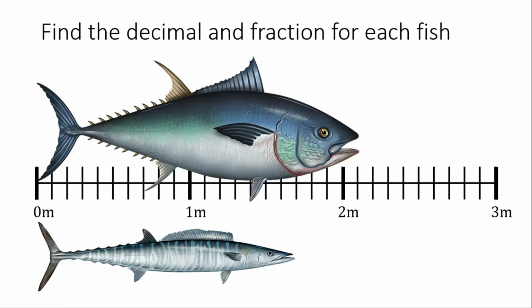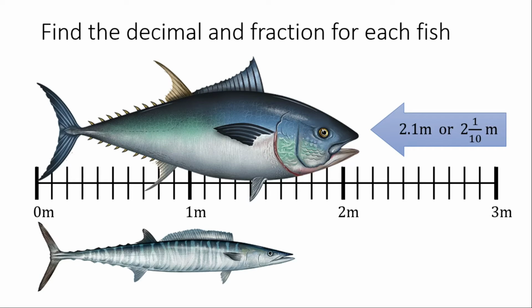Okay, let's check your answers, starting with that gigantic tuna fish over here. So the largest whole number is 2 meters. And then there's just a little bit more after 2 meters because the mouth goes a bit further. How much further? Well, 1/10. So 2 meters plus that extra 1/10, that's 2 1/10 of a meter. And you can write that as a decimal or as a fraction.